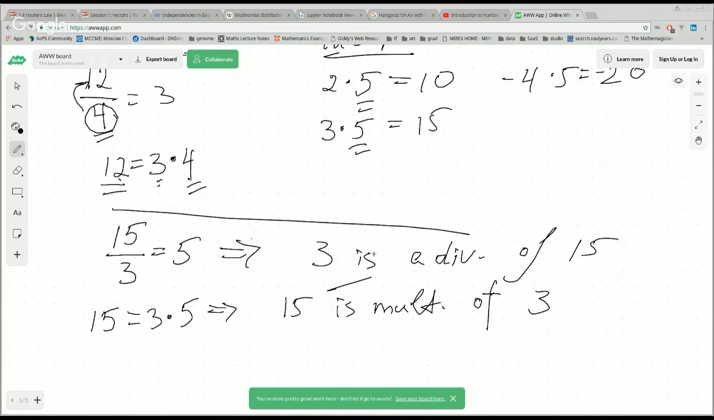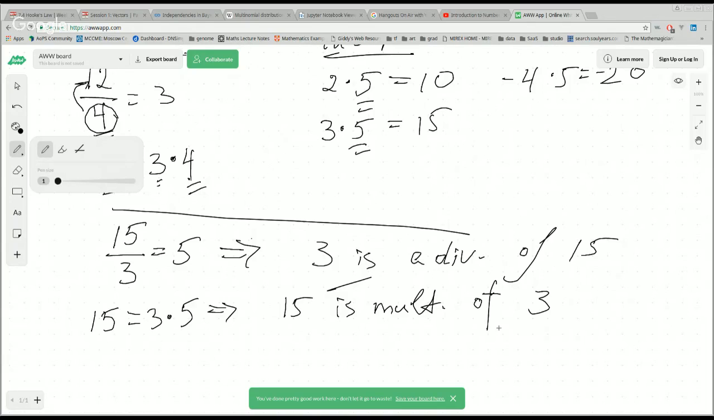3 is a divisor of 15, which means 15 is a multiple of 3. And the other way around, if 15 is a multiple of 3, then 3 is a divisor of 15. I hope you can see this relationship, right?